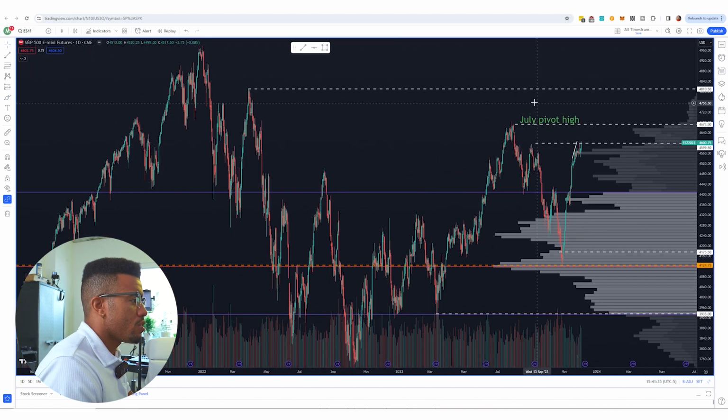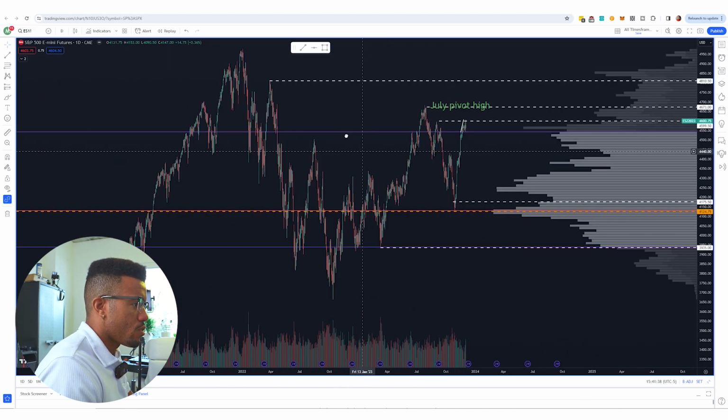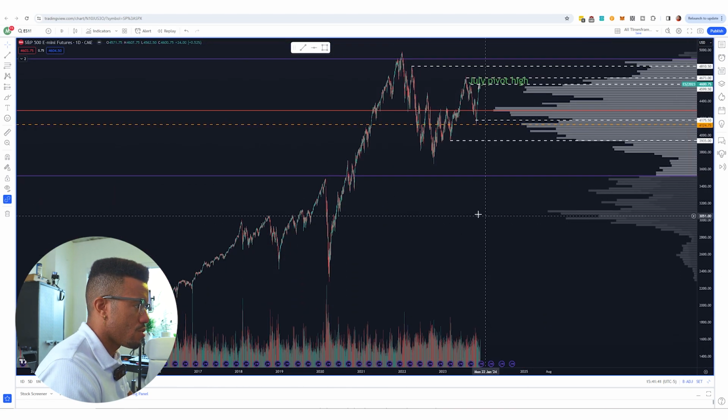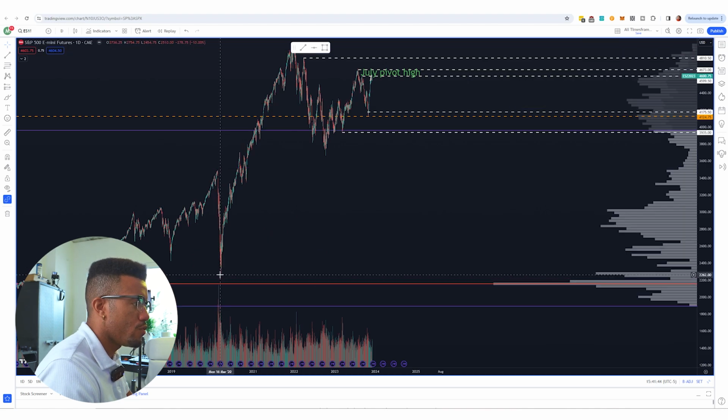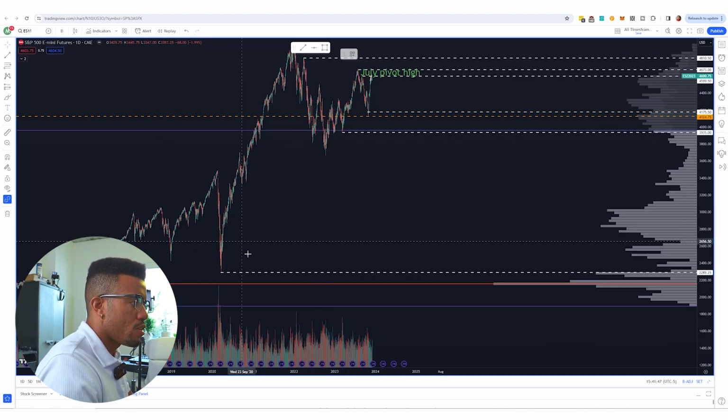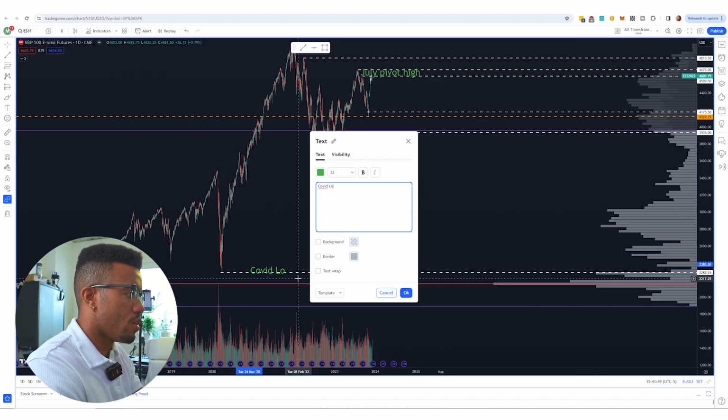Let's zoom out though. I want to take a look at the volume profile now, going back to this pivot right here. So this pivot right here is the COVID low. We'll mark it with Alt J, and I'll write it up on the chart just for you. This is the COVID low. Cool.